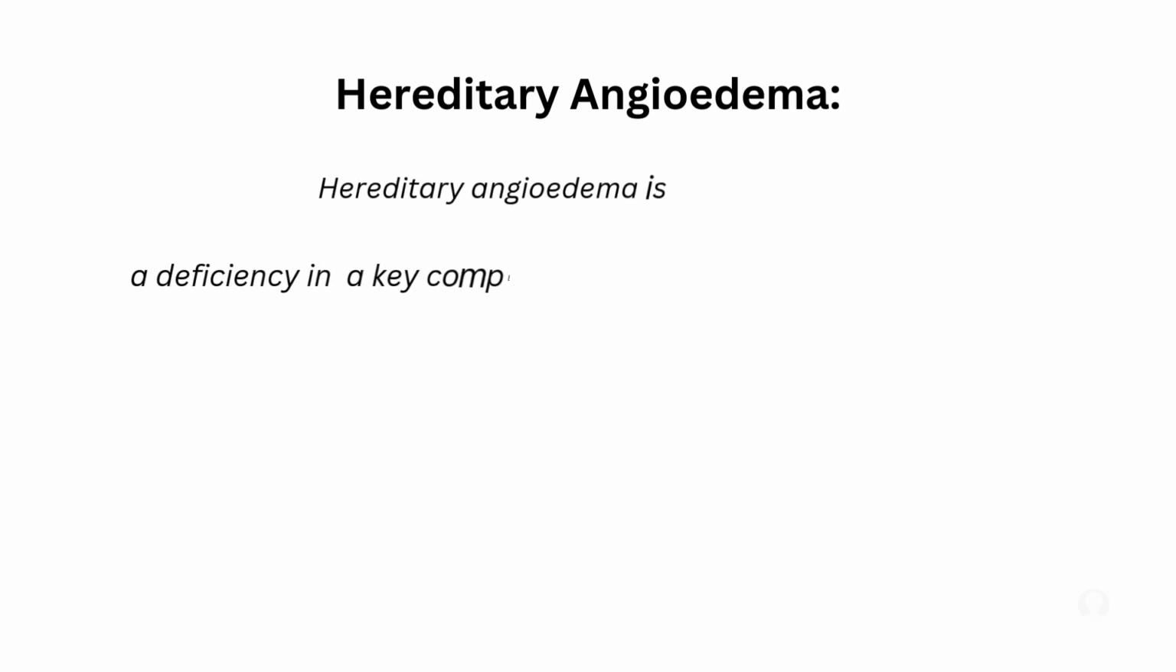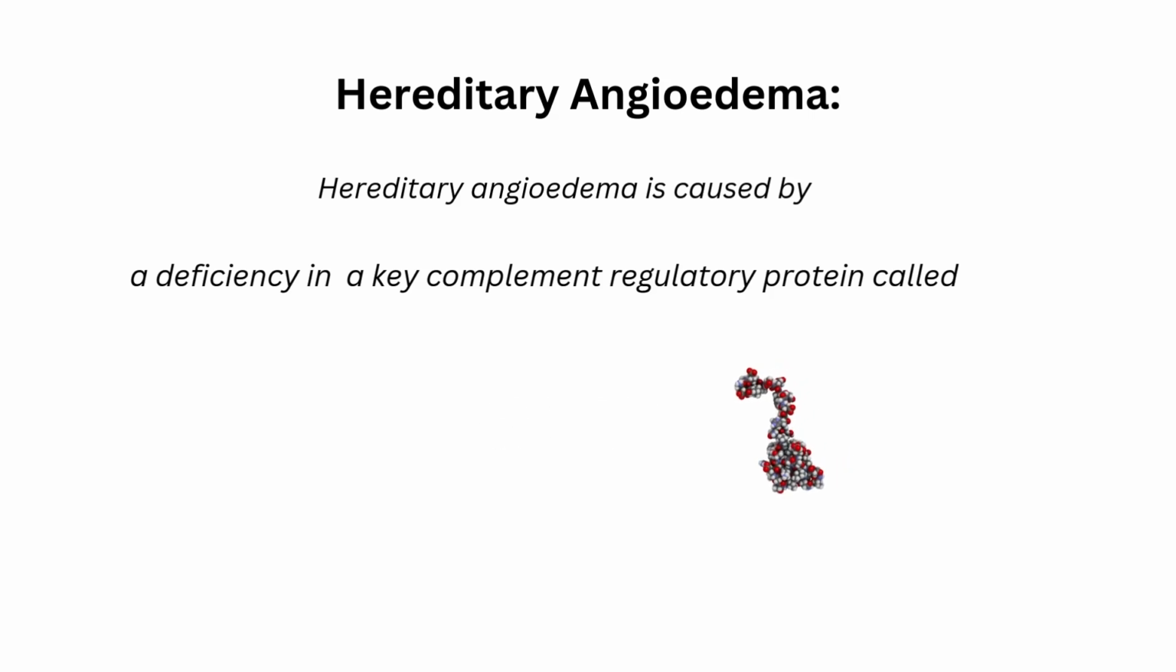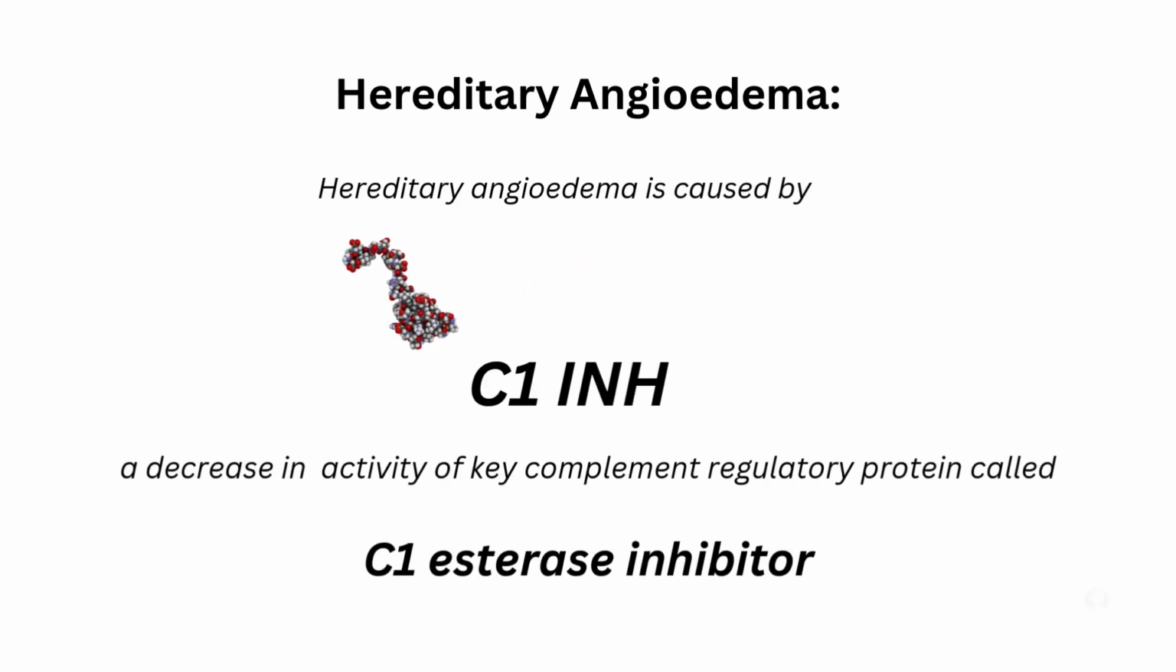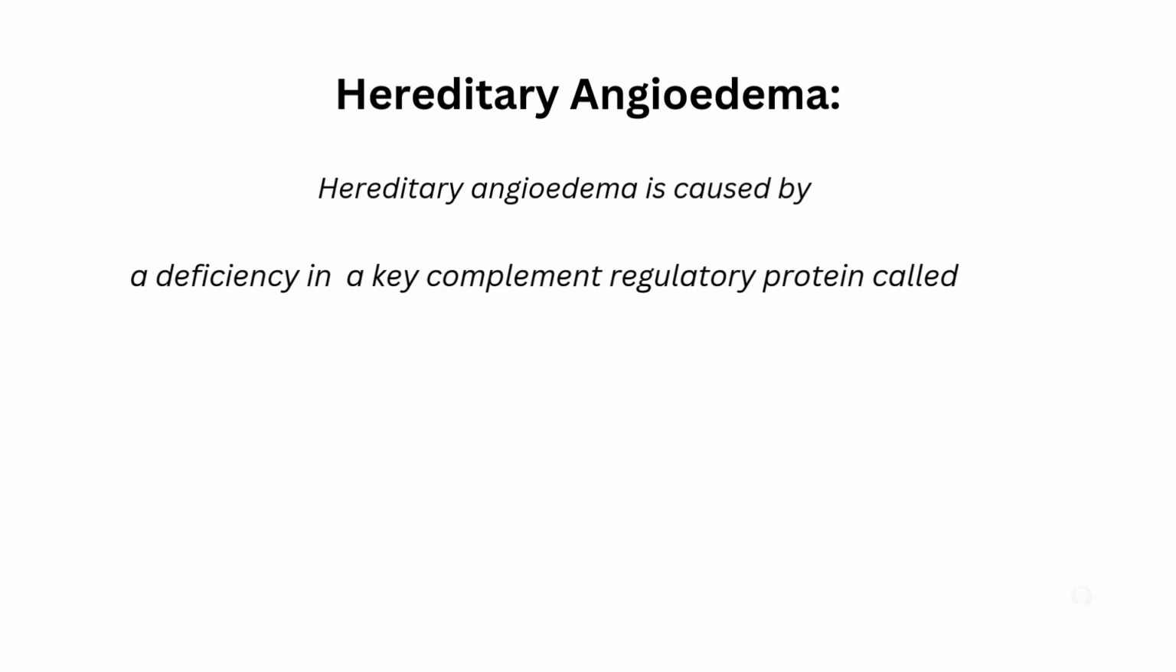Hereditary angioedema is caused by a deficiency of a key complement regulatory protein called C1 esterase inhibitor. Coagulation and complement cascades are activated without proper negative feedback inhibition, with bradykinin causing leaky blood vessels to lead to swelling in the subcutaneous areas of the body, especially the face and hands.